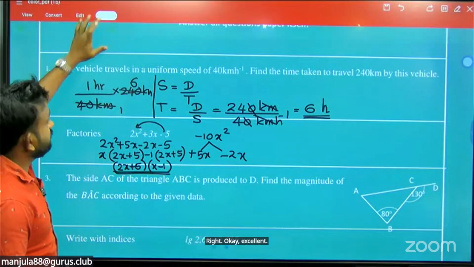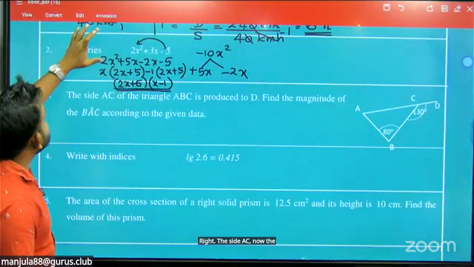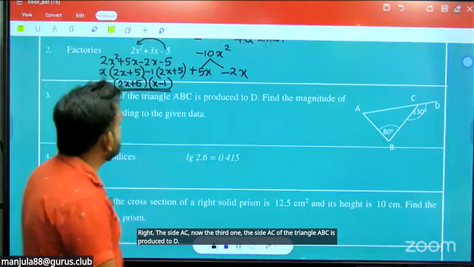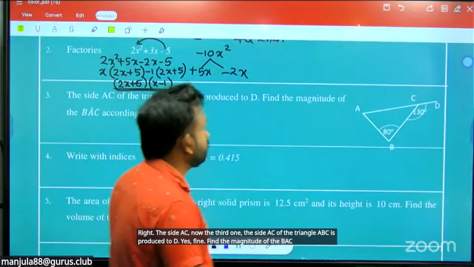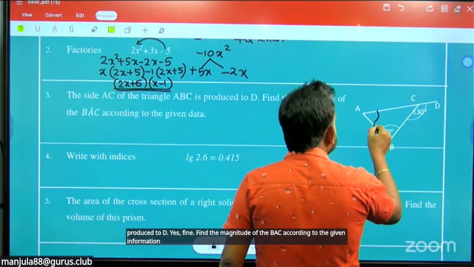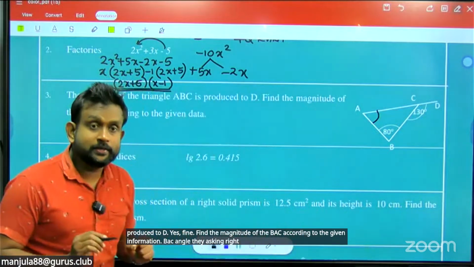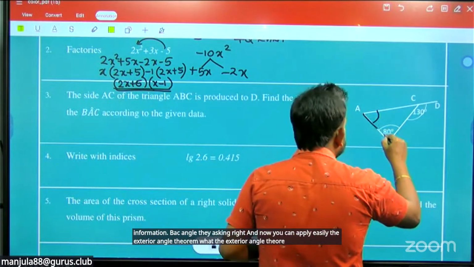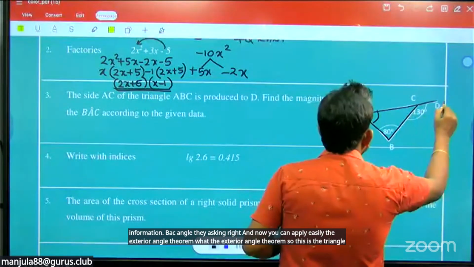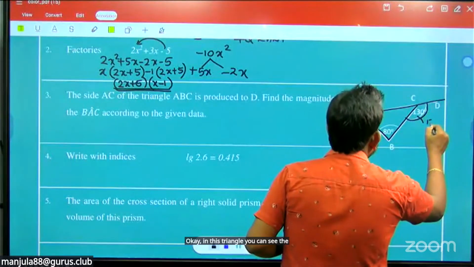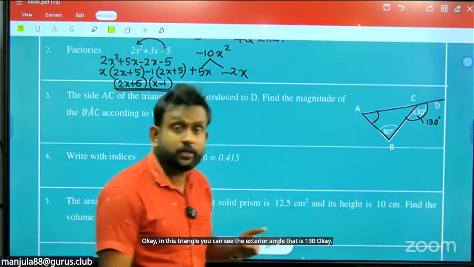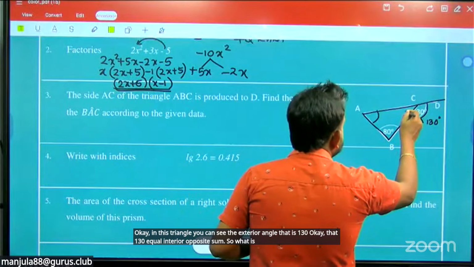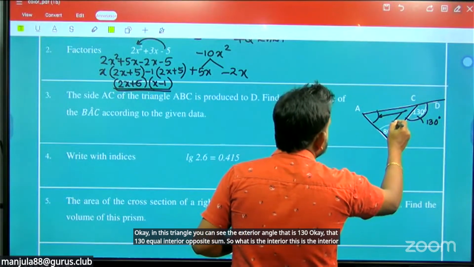Now the third one: the side AC of triangle ABC is produced to D. Find the magnitude of angle BAC according to the given information. They are asking for angle BAC, right? Now you can easily apply the exterior angle theorem. What's the exterior angle theorem? This is the triangle. In this triangle you can see the exterior angle is 130. That 130 equals the sum of the interior opposite angles. What are the interior ones? Opposite sum means the sum of these two.